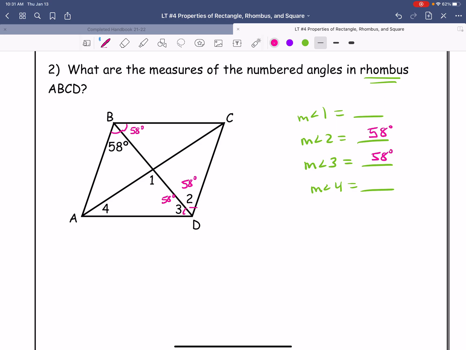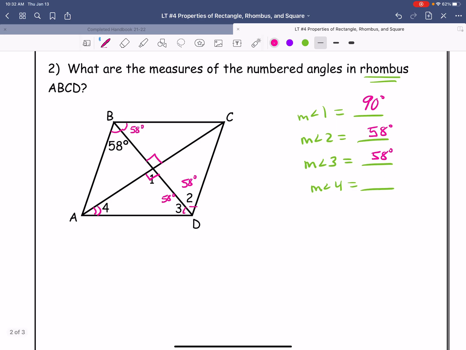Now, if 3 is 58, 2 is 58, we get 1, which is showing the diagonals and how they intersect. I know in a rhombus that they're all 90-degree angles. So angle 1 is 90 degrees. And if 1 is 90, 3 is 58. To get 4, we do 180 minus 58 minus 90 because they will add up to be angles of a triangle. So 4 ends up being 32 degrees because of that triangle.